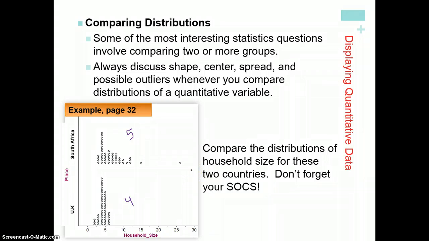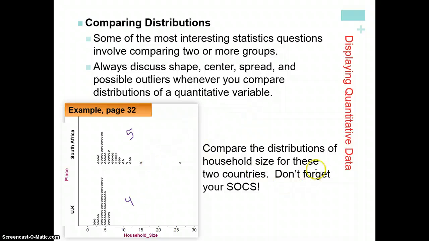You want to say typically, when we talk about the median, we use the word typically. When we talk about the mean, which we'll learn about in section 1.3, we say on the average or average. But when we're talking about the median, we'll say typically UK household size is less than South African household size. That's the comparison right there of center. You'd want to give the medians. So the median of 4 for UK is less than 5. Therefore, typically, UK households have fewer people in their households.